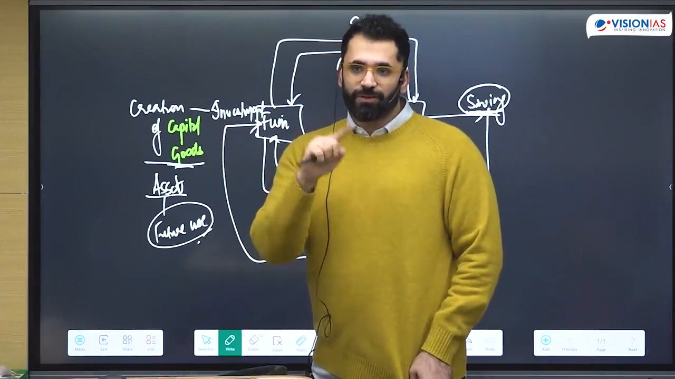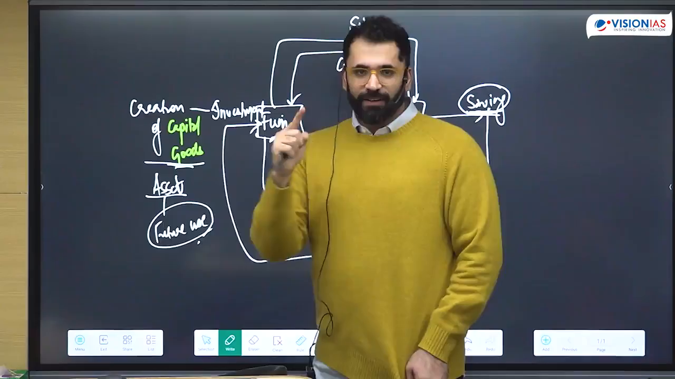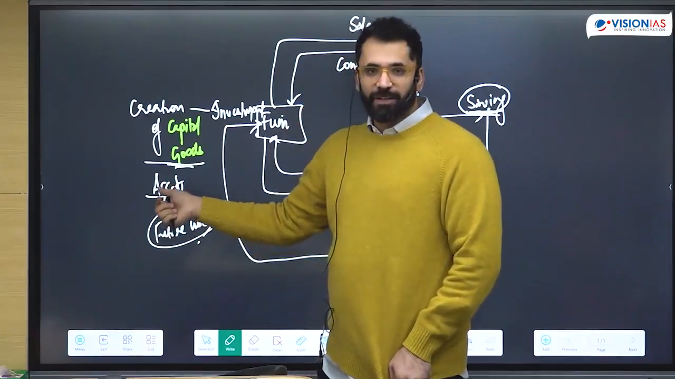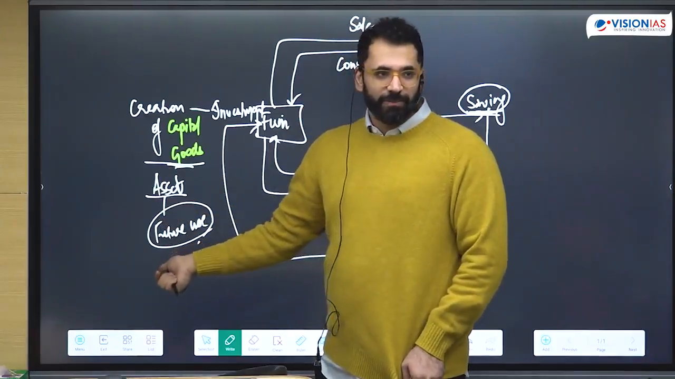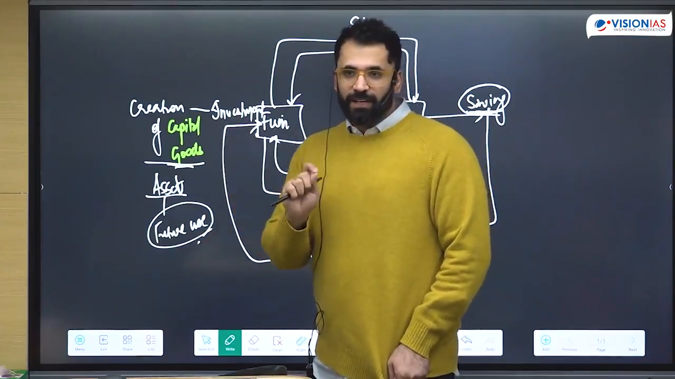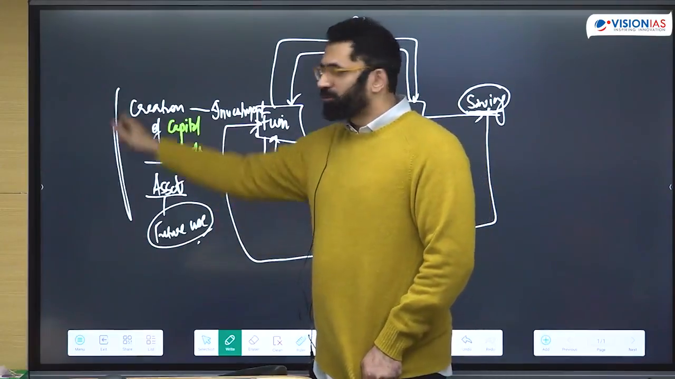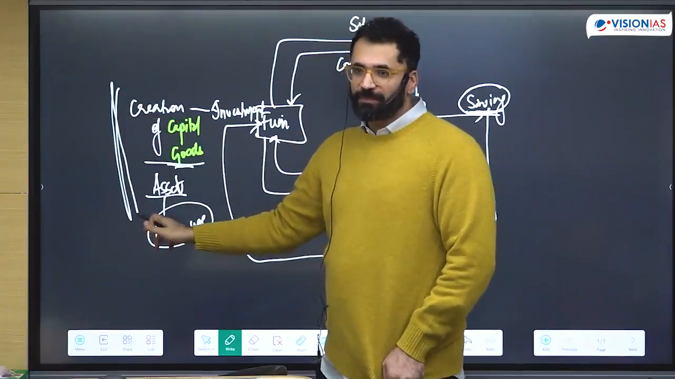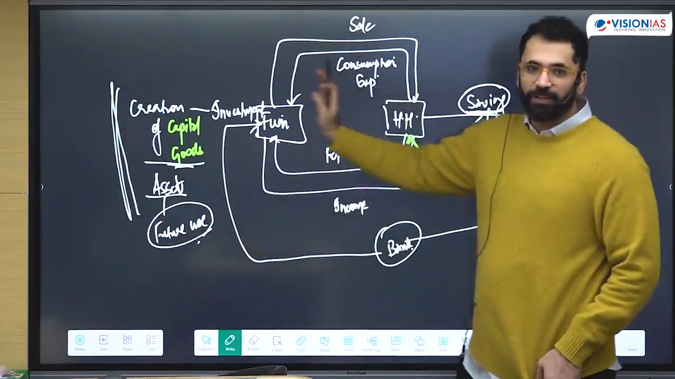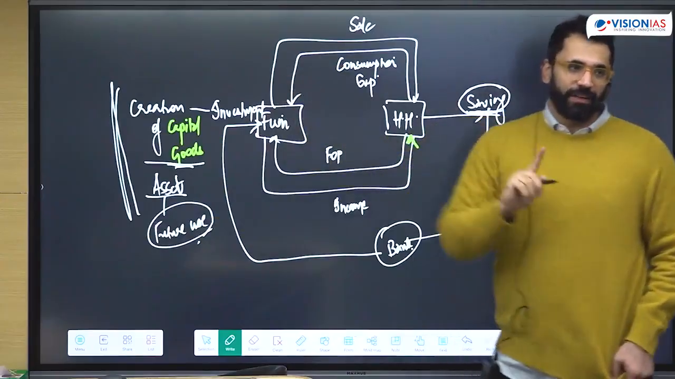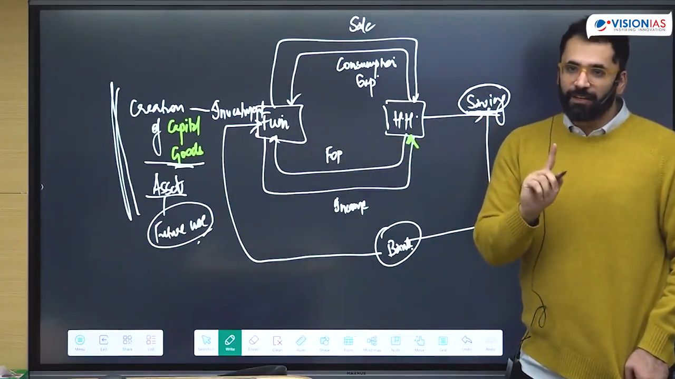Something which is used in production but not consumed. Similarly, an asset is something which can be consumed again and again. That means it has a future benefit. So investment in any economy means creation of capital goods or creation of assets. So if the savings can be converted into investment, then I have a benefit. But saving alone will never give me a benefit.